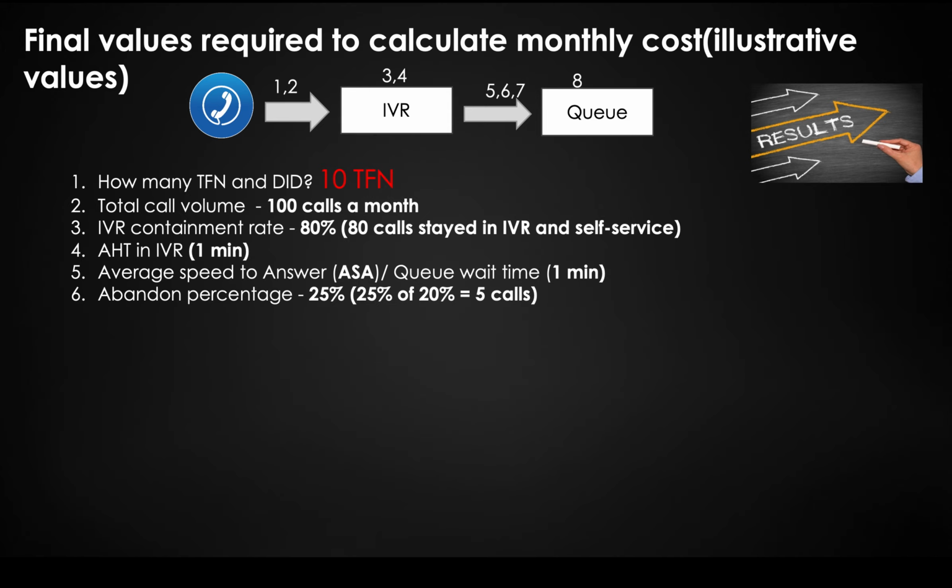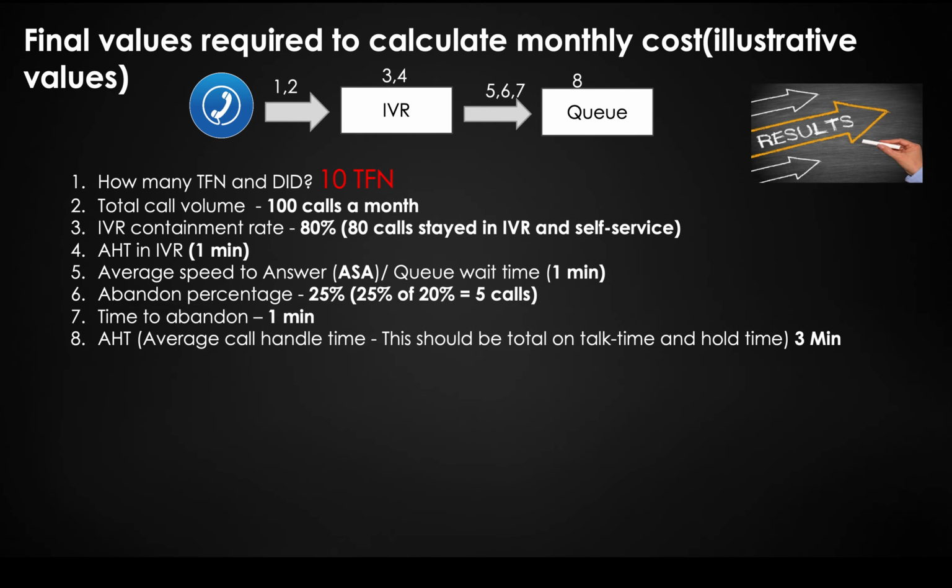So think about 25% of not 100 calls, but 25% of the 20% calls, because 80% of the calls were contained in IVR. It's just the 20% which went to the queue. So you need to take 25% of the 20%, which is like 5 calls which got abandoned. Now, it took 1 minute for the customer to hang up, which means that customer stayed approximately 1 minute before they decide that, I don't want to stay in the queue, let me go and hang up the call.